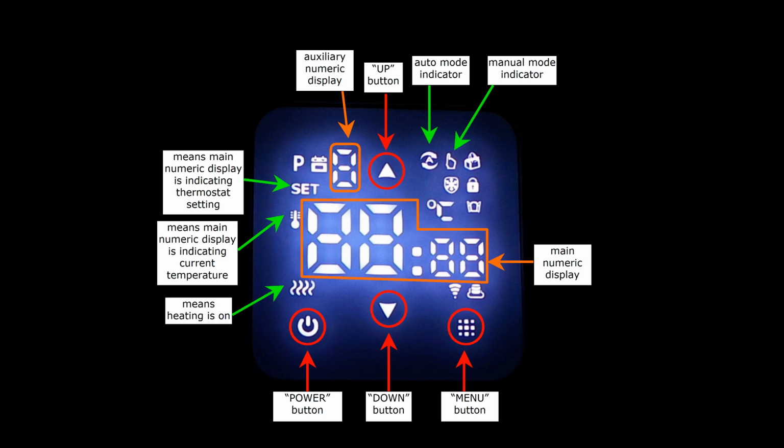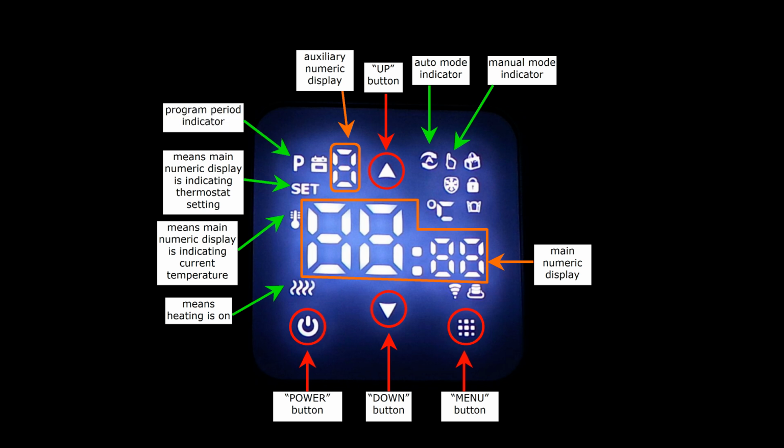Just here we have an indicator which looks like 4 squiggly lines. When that's illuminated, it means the heater is currently on. When the temperature of the room reaches the thermostat temperature, of course, the heater will switch off and those squiggly line icons will disappear. So whenever that icon with the 4 squiggly lines is illuminated, that means the heater is currently on and it's heating the room up.